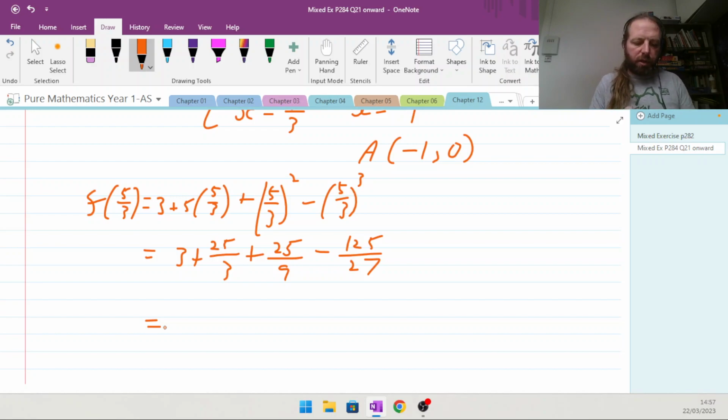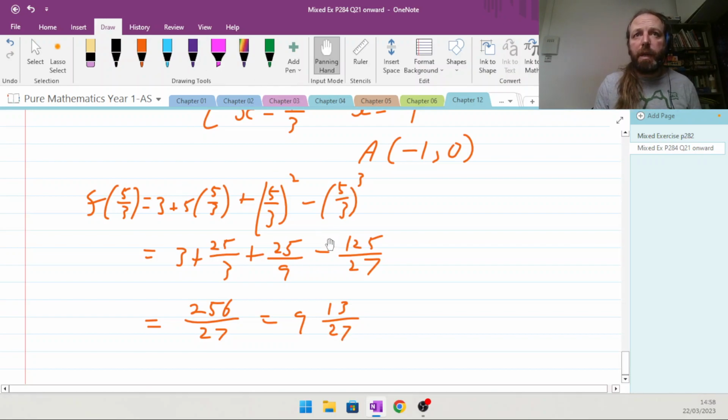I think I'm going to leave the fractions for someone else to do, and we can quickly come in here onto the calculator and do 3 plus 25 over 3 plus 25 over 9 minus 125, that's how it goes, minus 125 over 27, and we get 256 over 27, which is 9 13/27, not 17ths.